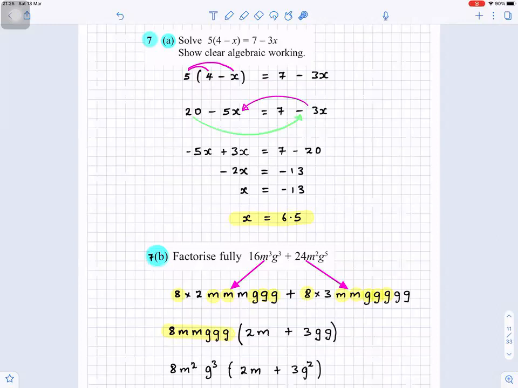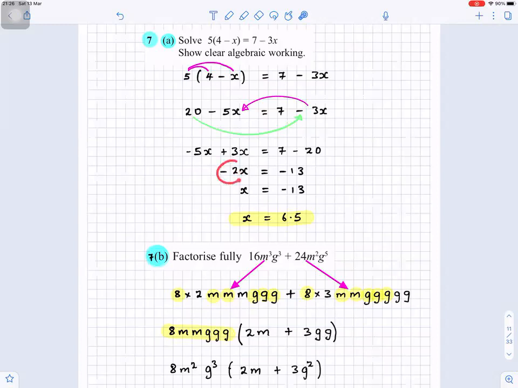Here we want to put all the x to the left and all the numbers to the right. So minus 3x will go to the left, and it becomes plus 3x. Plus 20 will go to the right, and it will become minus 20. So minus 5x plus 3x is minus 2x. 7 minus 20 is minus 13. And it's minus 2 times x.